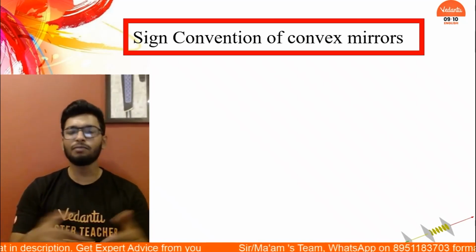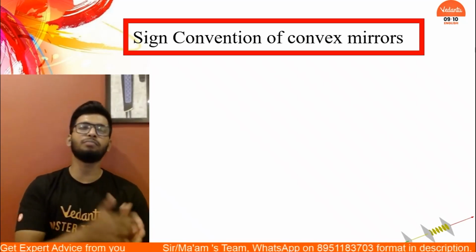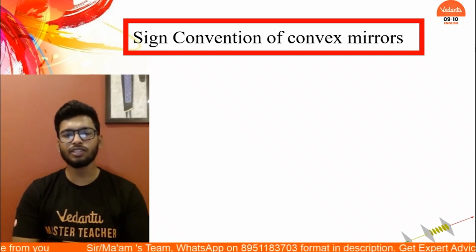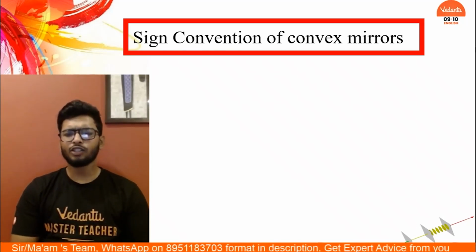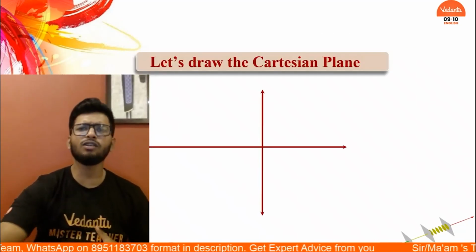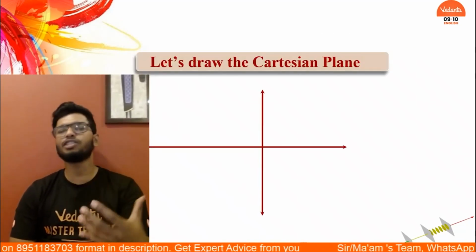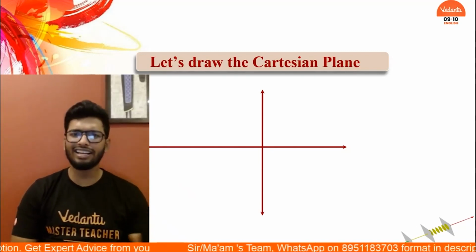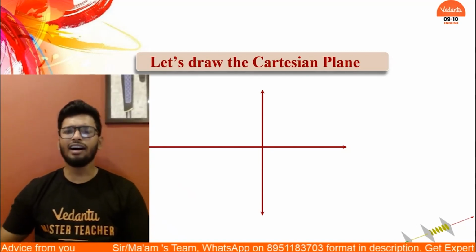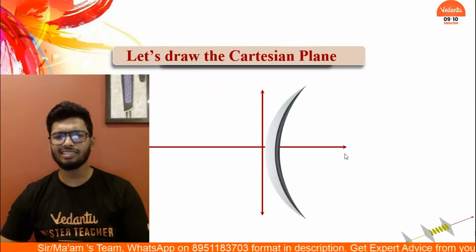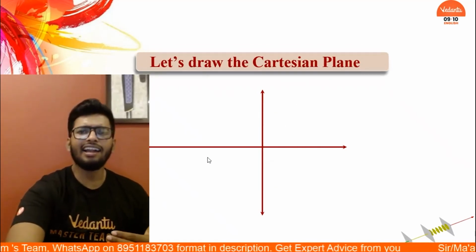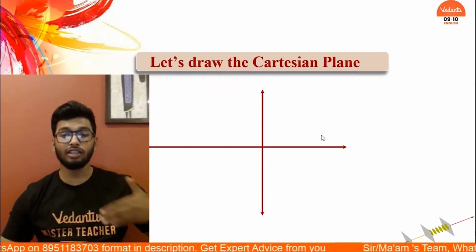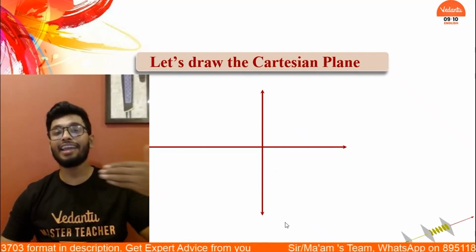So for that reason, people, let's just quickly go through what we have studied in the previous session, and that is the sign convention. So what is the sign convention? In order to understand it, I took a very simple example of the Cartesian plane. If you remember, the Cartesian plane is something you studied in your lower grades in geometry, where you had the x-axis, the y-axis, x dash and y dash.